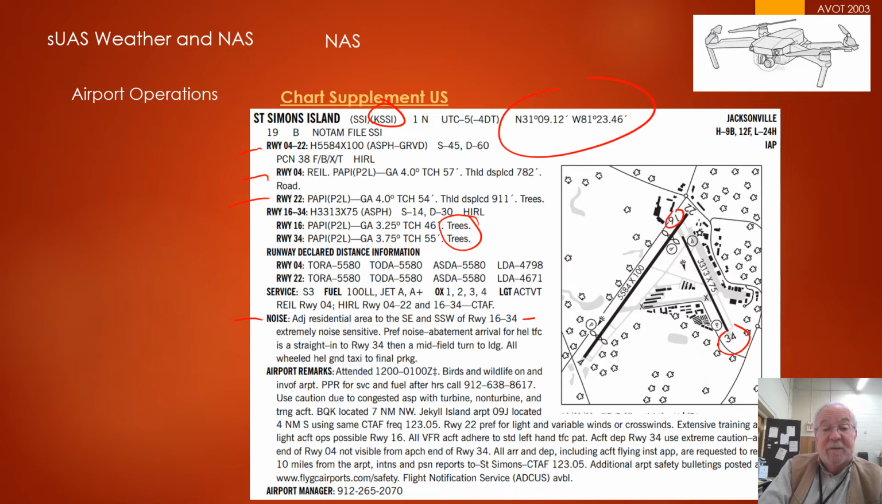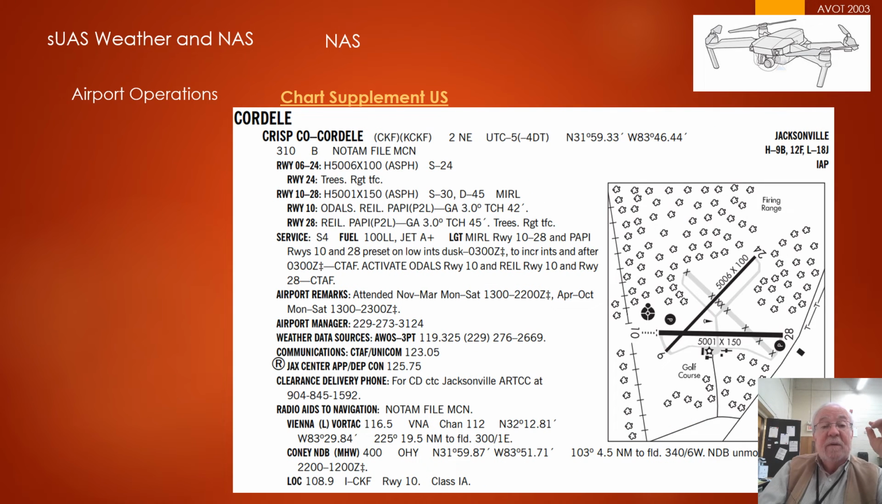And that would apply to drones as well. It would be a place where, if you have to fly there, you have to be aware that the neighbors might be quite annoyed at you and try to prevent you from flying there. But birds, wildlife, airport remarks. Lots of information here as well. All right, we'll keep going here.